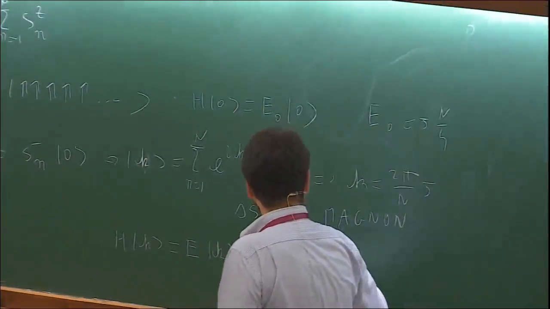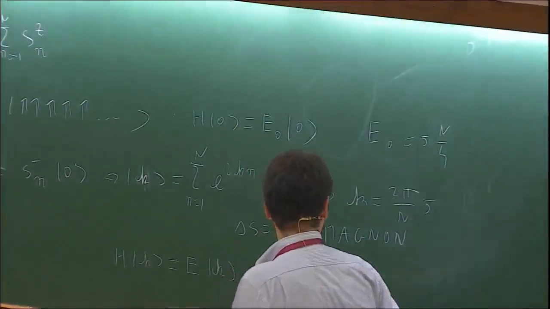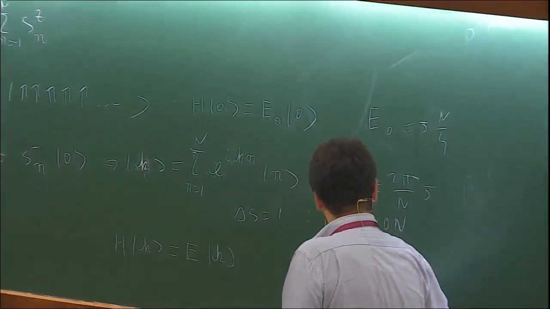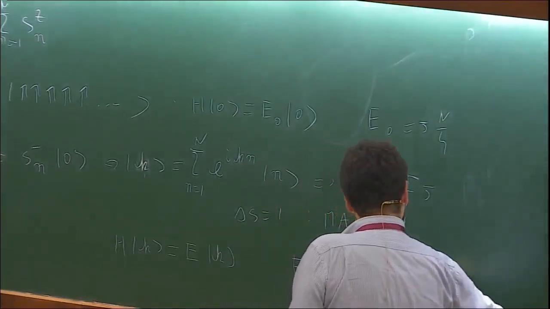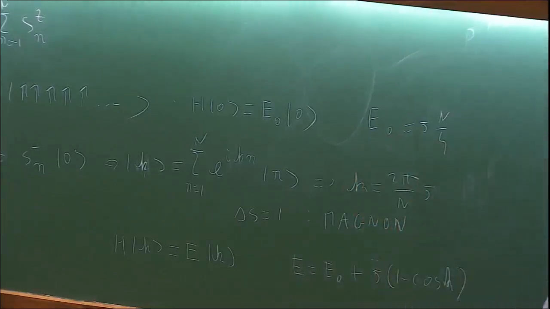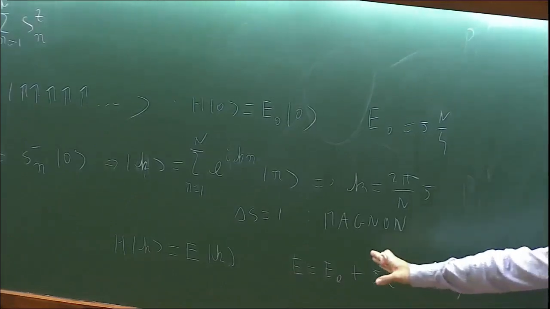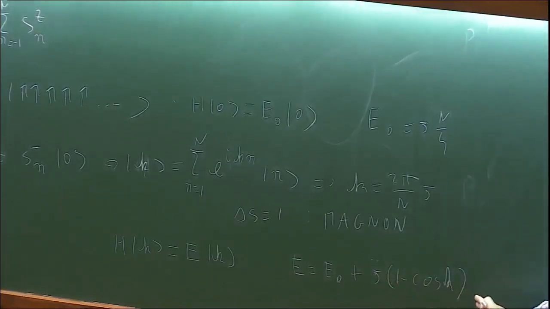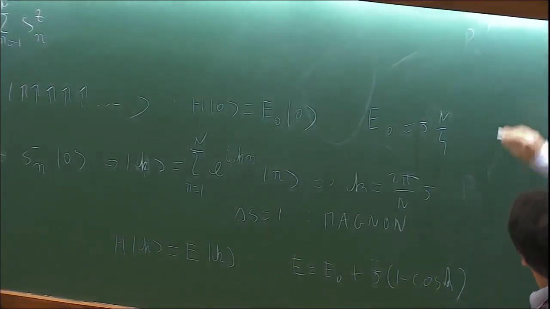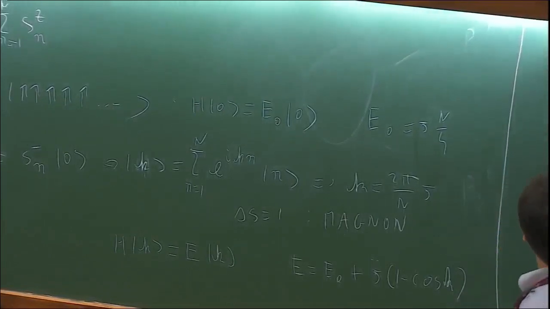While for the magnon, you have the vacuum energy plus J(1 minus cosine k). Of course, here I will have to add the lattice spacing to make this a dimensionless quantity. So you see that this is an excitation that in the scaling limit gives a quadratic dispersion relation. So this is a Galilean excitation. So let's press on. Let's go to the next.